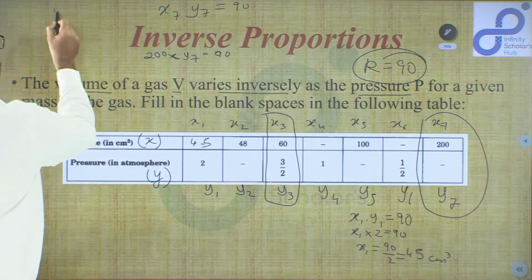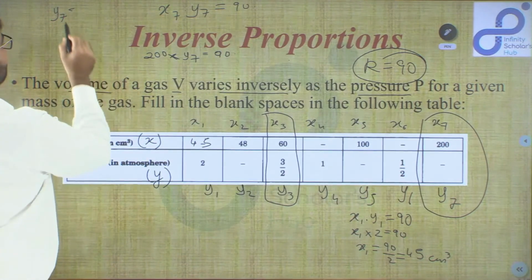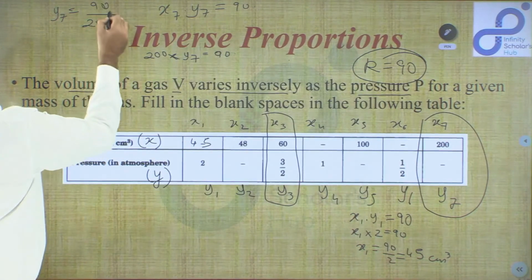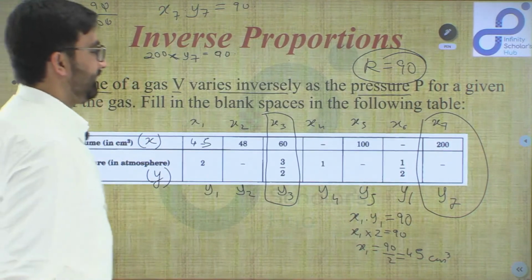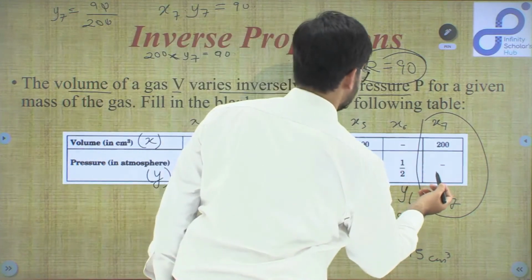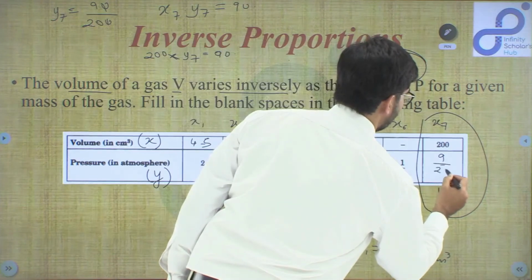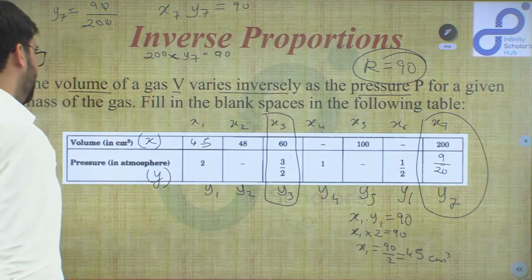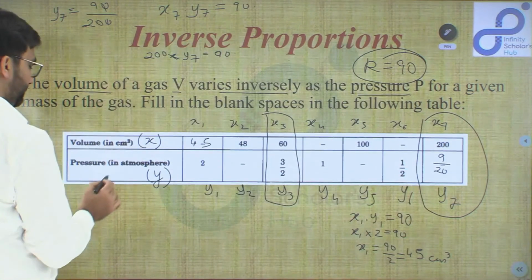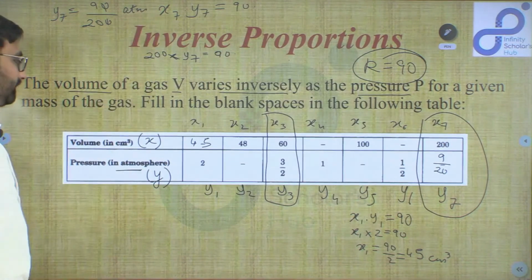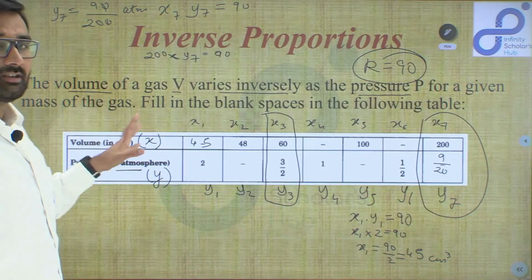So my y7 will be equal to 90 divided by 200. So 0 0 gets cancelled out. So this is 9 upon 20. So my answer over here is 9 upon 20. Since there are no common factors, I will have to keep this 9 upon 20 as it is, and the unit over here will be atmosphere, because the unit they have given is atmosphere. Okay, so this is how inverse variation is done.